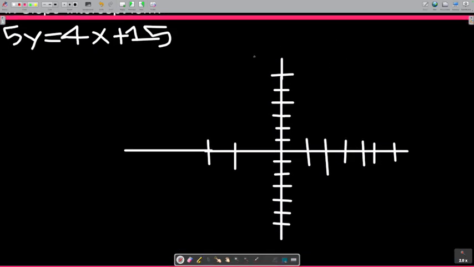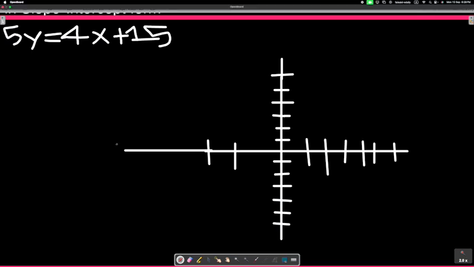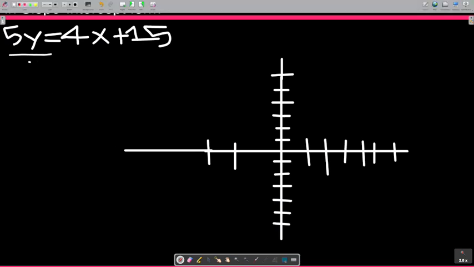And then we have this one. Now 5y, we have to divide again. So divide by 5, and then divide this whole thing by 5.